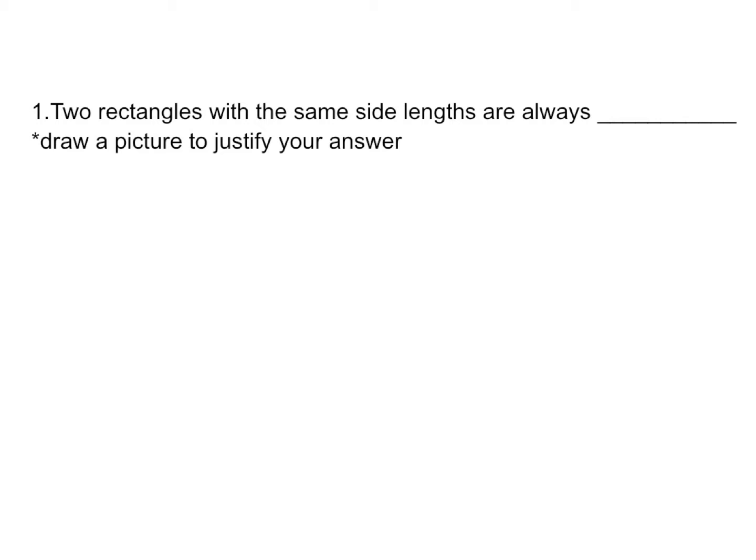Question 1. Two rectangles with the same side lengths are always blank. Draw a picture to justify your answer. Before I come up with that word, let me make two rectangles with the same side length. So I'm going to do that now. Okay, let's take a look here. Here's two rectangles with the same side lengths.